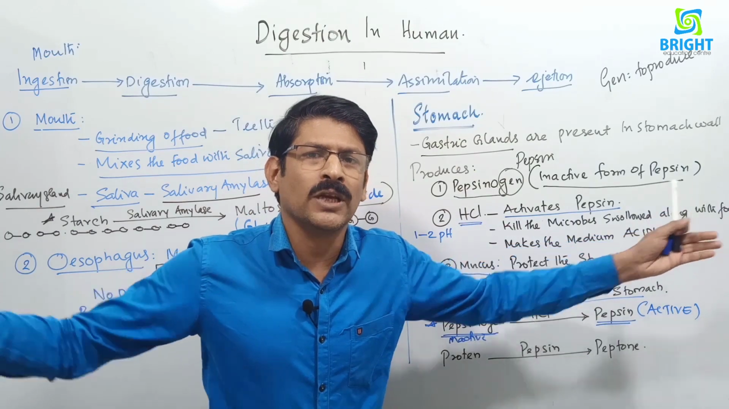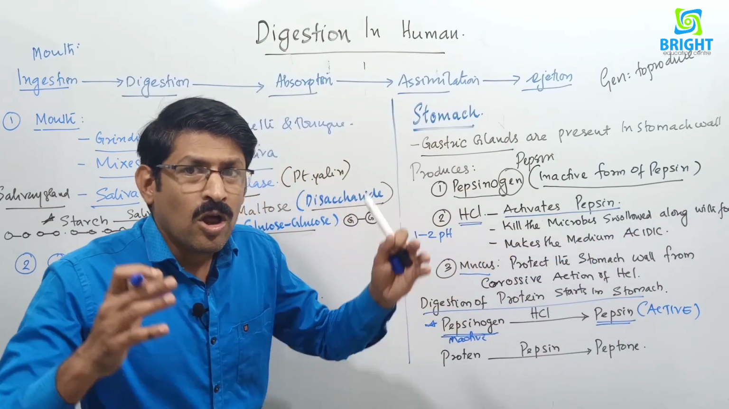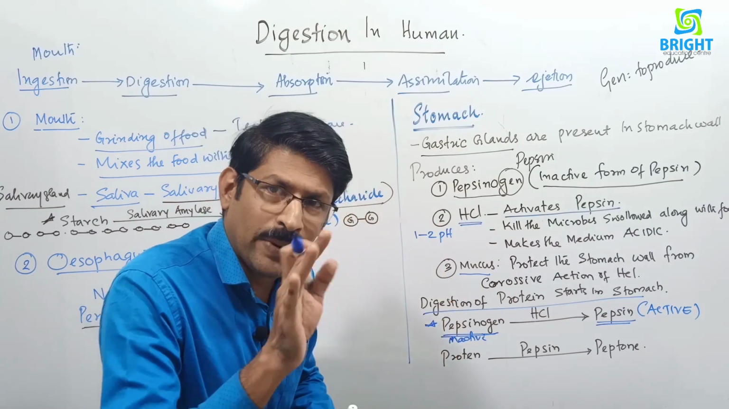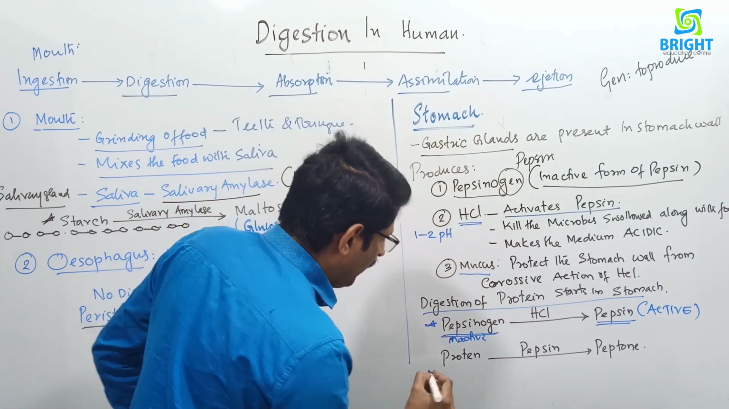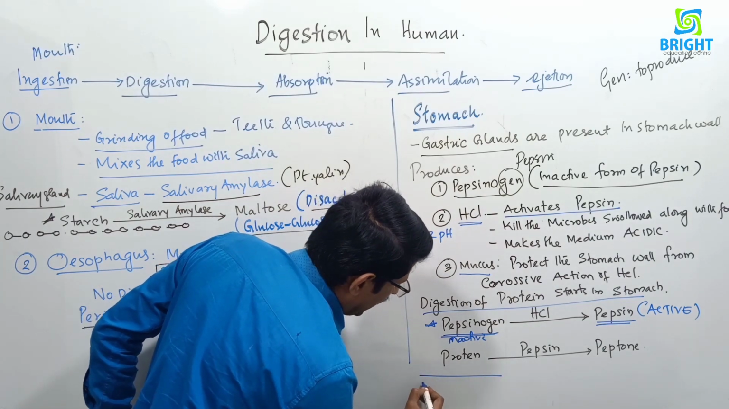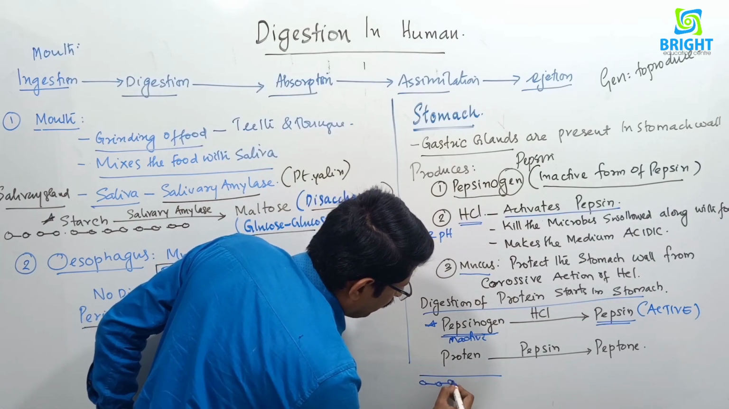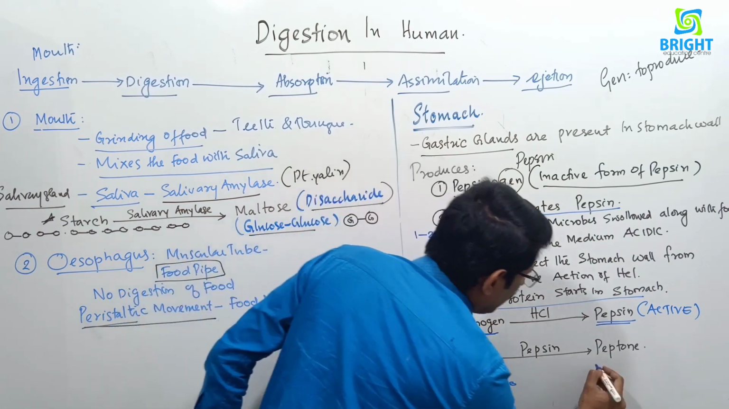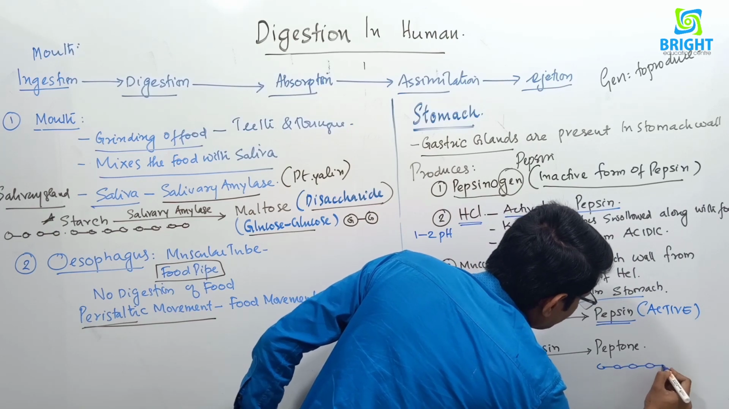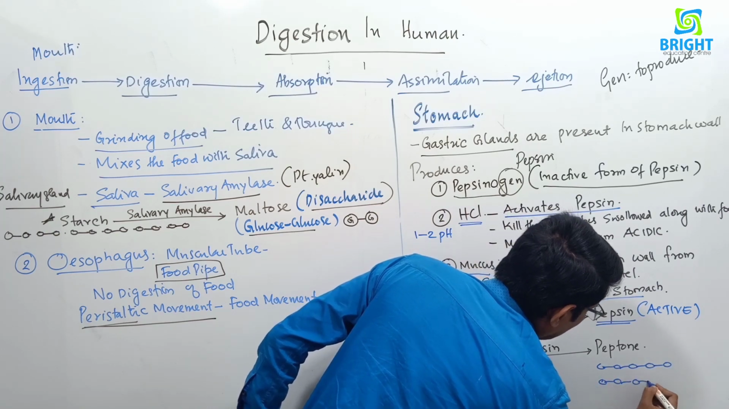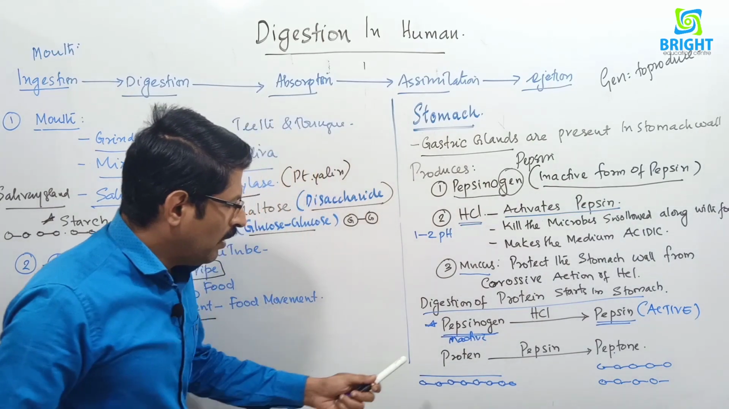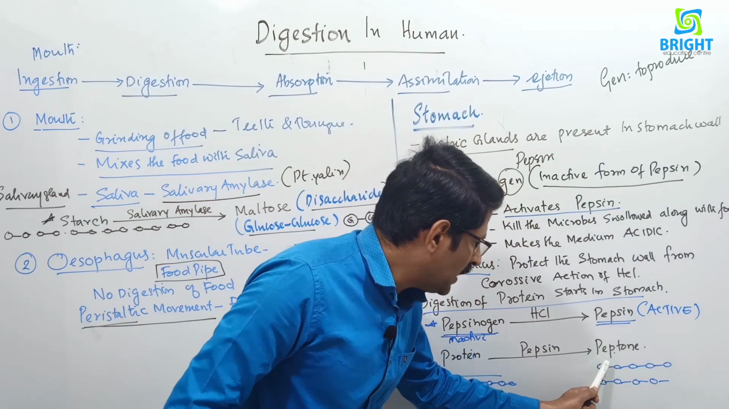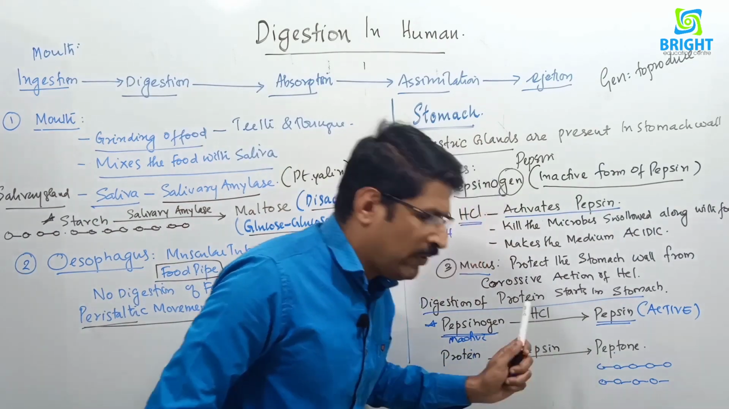Protein is also a long chain of amino acids, and it breaks down into smaller components. It is not broken down into amino acids. If it is a long chain that contains numerous amino acids, maybe 100 or 300, it is broken down into smaller fragments of the chain, and that is called peptone. So protein is digested by pepsin, and it is converted into peptone with the help of pepsin.